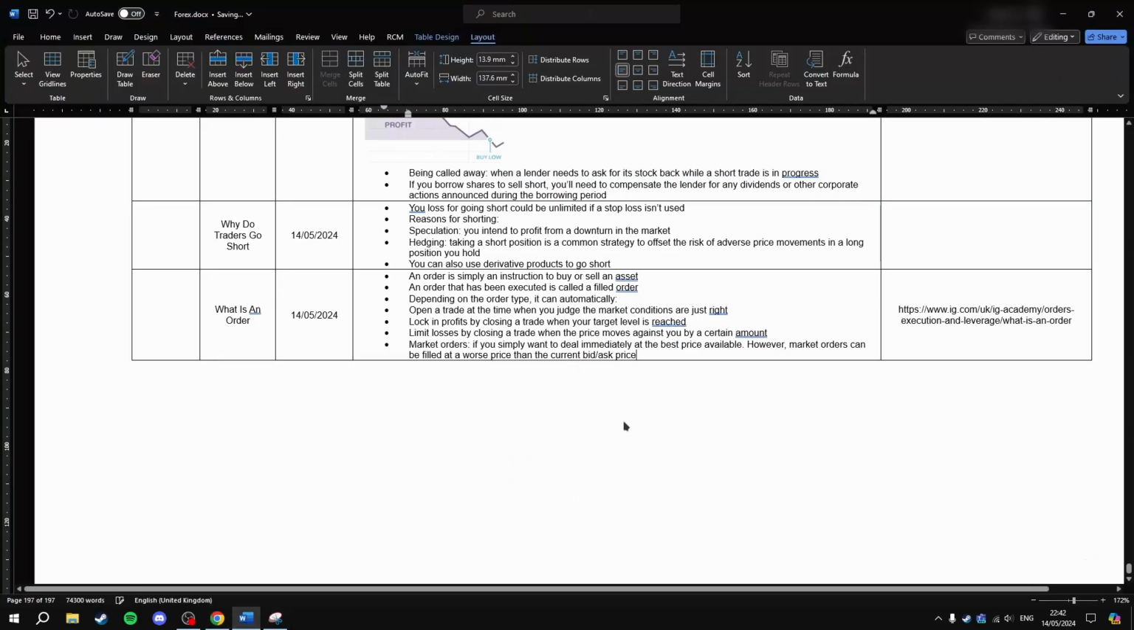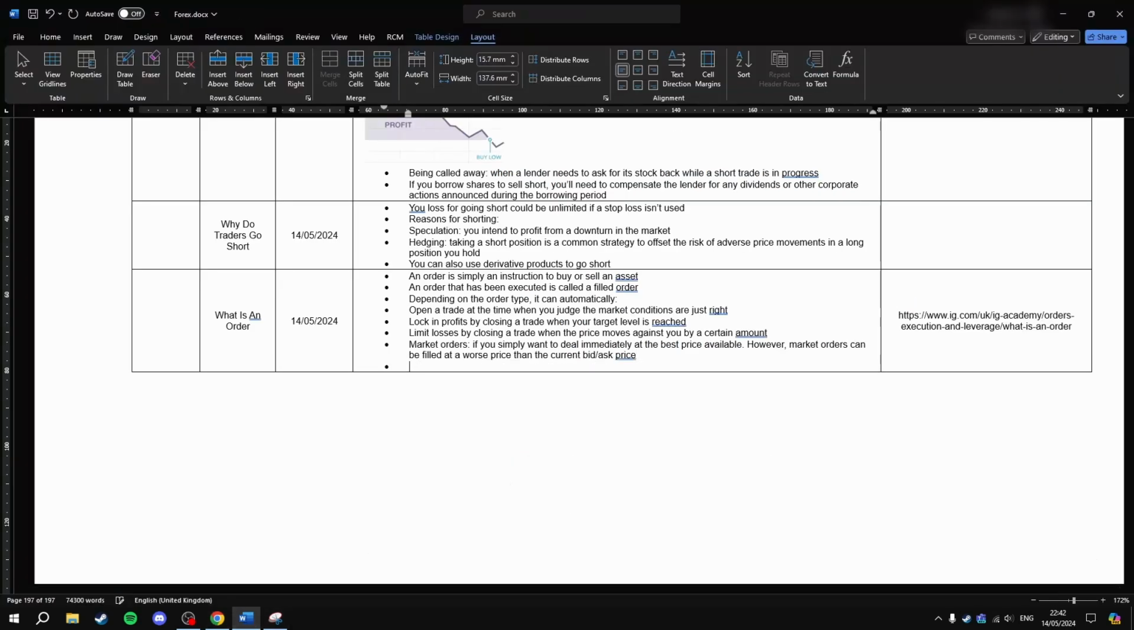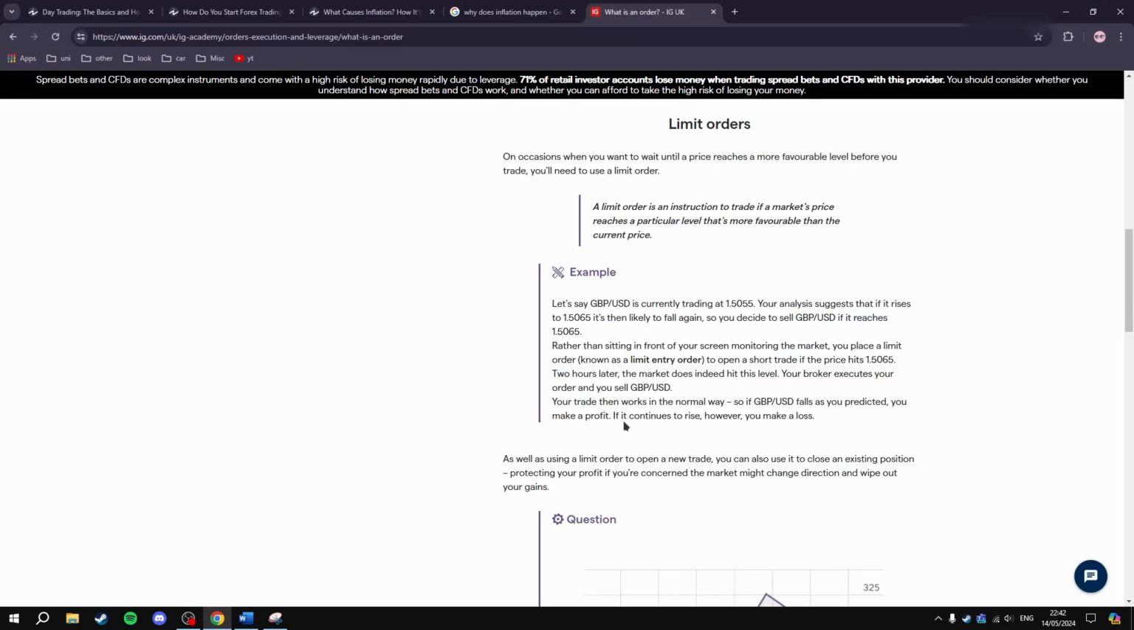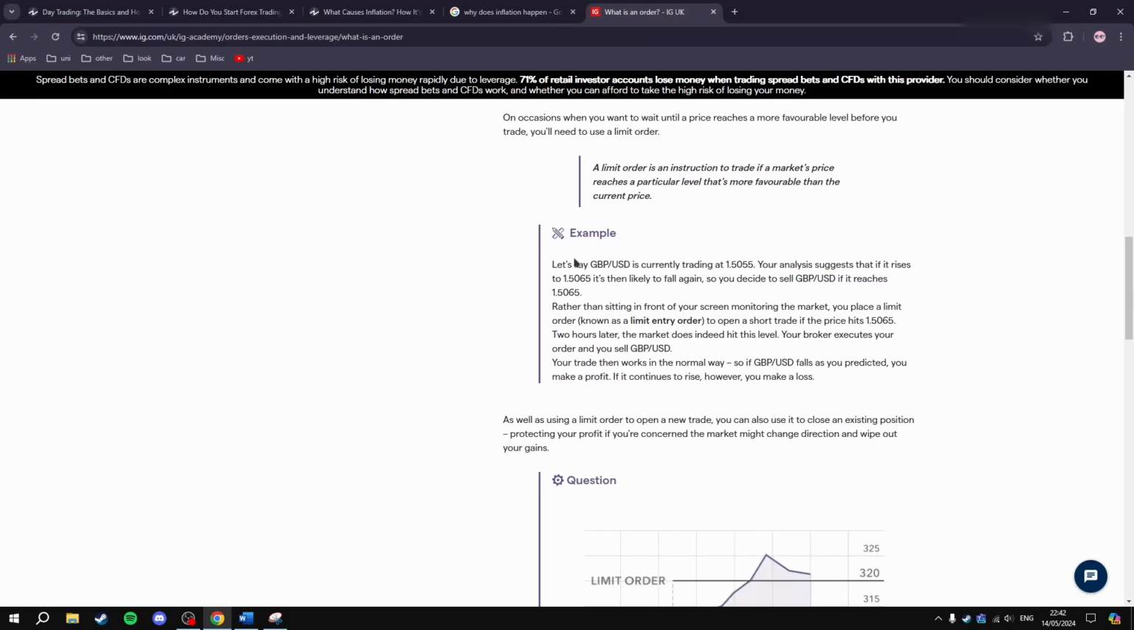Limit orders. On occasions when you want to wait until a price reaches a more favourable level before you trade, you'll need to use a limit order.